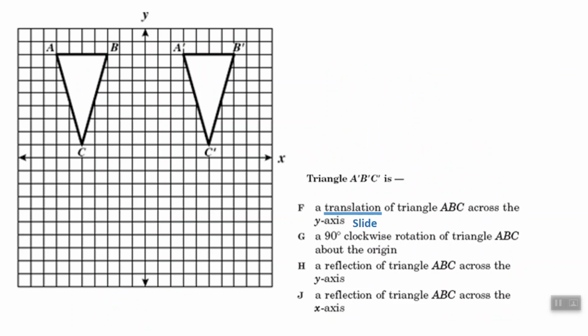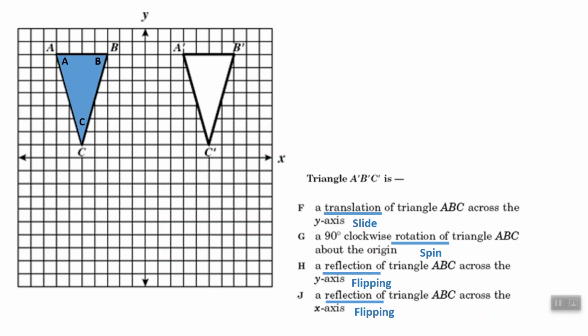When they say the word translation, they really mean that something slid into place. I can imagine just picking it up, moving it to the right, and placing it down. When we hear rotation, we think about how it would have to spin to get into the new place. With reflection, we're going to think about it flipping across a line. In H, the line would be the y-axis, and in J, it would be the x-axis.